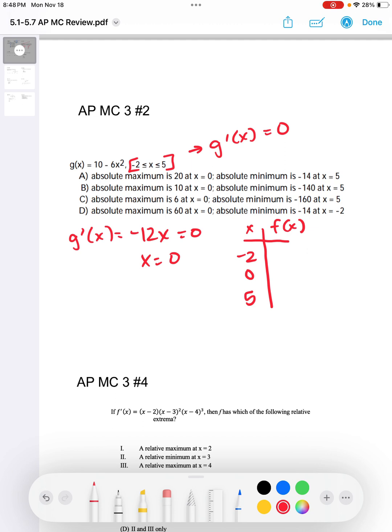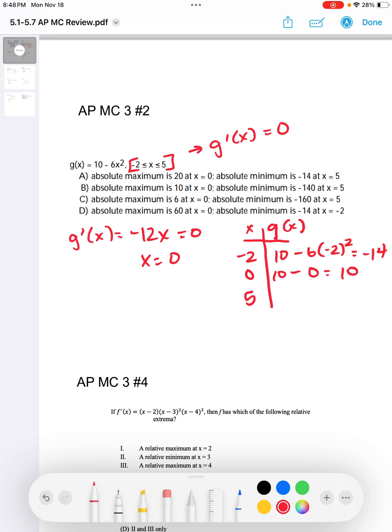And we're going to take those three x values and plug them into g of x. Actually, let's write g of x here. So 10 minus 6 times -2 squared is going to be that first number. That's going to be 10 minus 6 times 4 is 24, so 10 minus 24 is going to be -14. Plugging in 0, that's going to be 10 minus 0, which is 10.